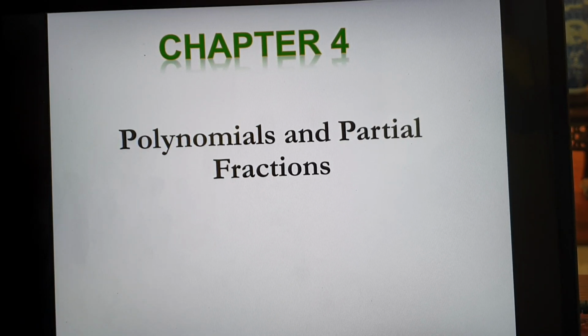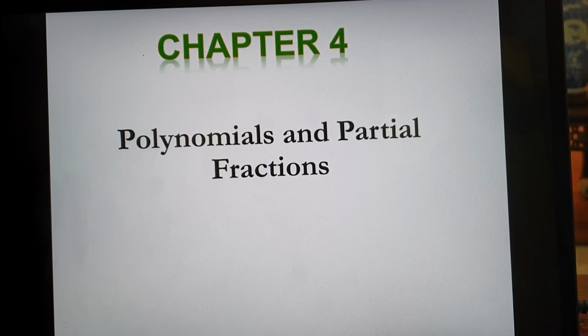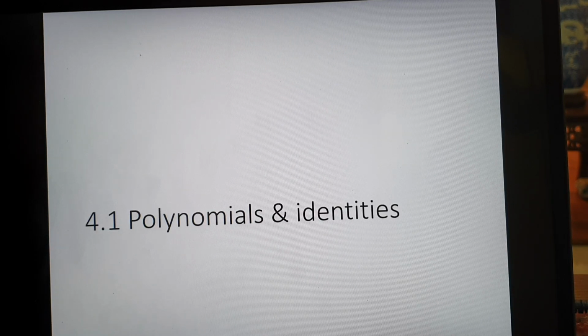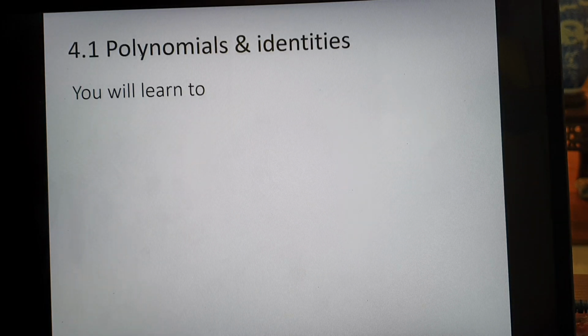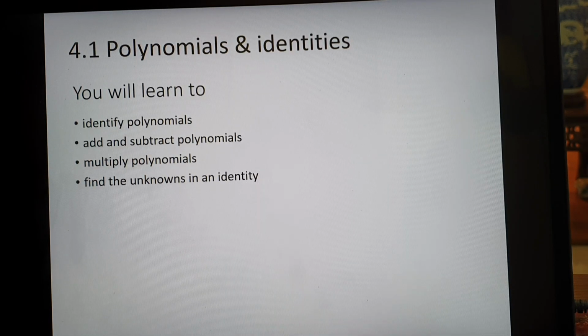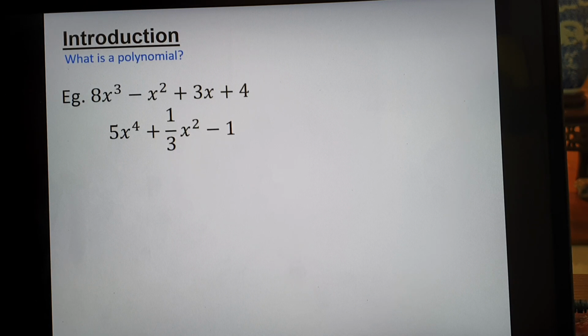Okay, this is part 1 of polynomials and partial fractions. That means there are 4 videos altogether on this chapter 4. So we talk about polynomials and identities first. You will learn in this video how to identify polynomials, add, subtract and multiply polynomials, and find the unknowns in the identity. So these are the 4 main things that you'll be doing.